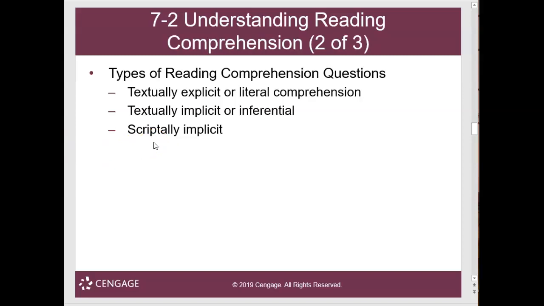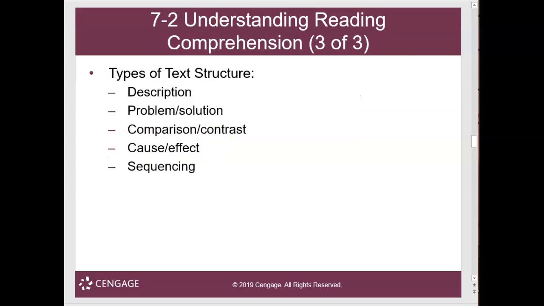Scriptally implicit. Whoo, y'all, I tell you, this is a type of question that requires the students to use their script or kind of a schema that they have in their mind of the topic to answer the question. It typically involves using background knowledge and topics to answer the question. So this might be for some of your older readers. So think about this, right? For some of your students with high incidence disabilities, which one do you think is going to be the most difficult type of comprehension? This one, right? This scriptally implicit. That's difficult for everybody, but especially for your students with high incidence disabilities. That's where it's going to get really, really tricky in terms of comprehension for your kiddos.